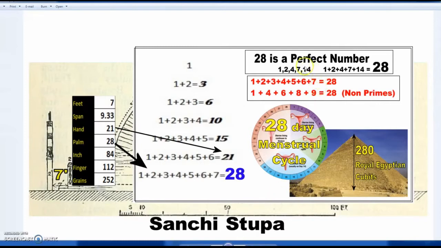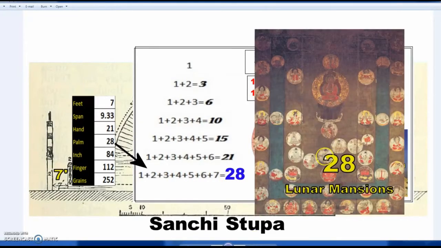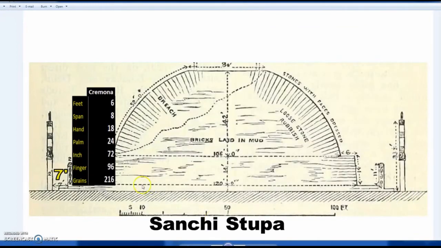Now, 28 is a perfect number. Again, it's a triangular number, 28-day menstrual cycle, 280 Royal Egyptian cubits, which is a triangular number as well. 28 lunar mansions, again connecting to the sidereal month of 27.3 days, or every 28th day, as in the menstrual cycle. But what happens is that all these measures are based on the Cremona scale. Therefore, if we convert 7 feet to Cremona, we get 6, 8, 18, 24.